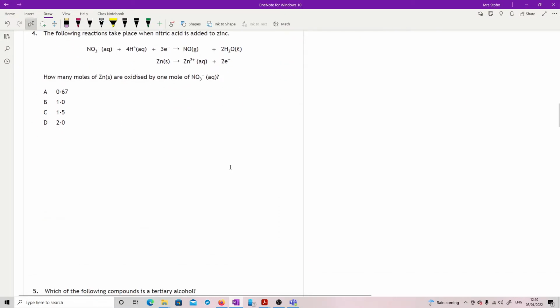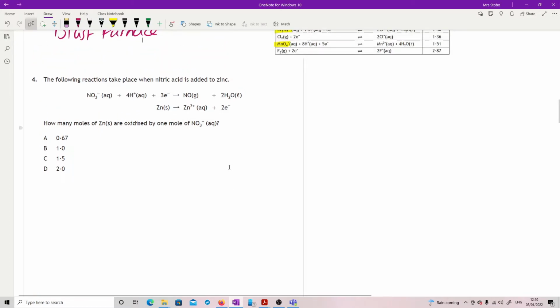Following reactions take place when nitric acid is added to zinc, and we've got a little reaction set. How many moles of zinc are oxidized by 1 mole of nitrate ions? What we're looking for is to balance off this half equation set and therefore work out what's going on. So this is 3 on this side and 2 on the other side. So I'm going to multiply this whole thing by 2. I don't actually need to do all of these, I'm just putting them all in so it's clear.